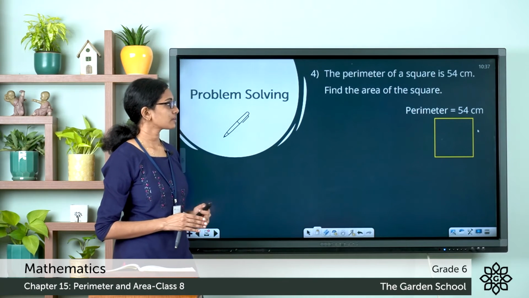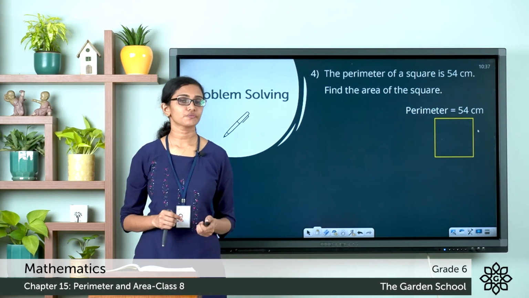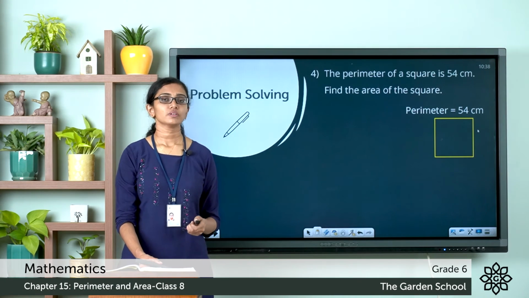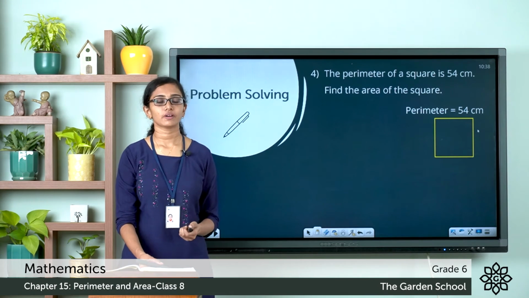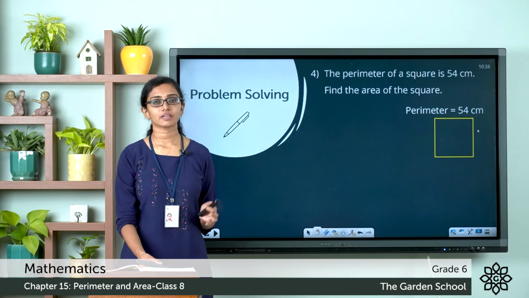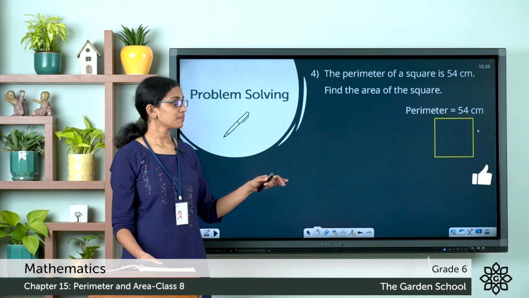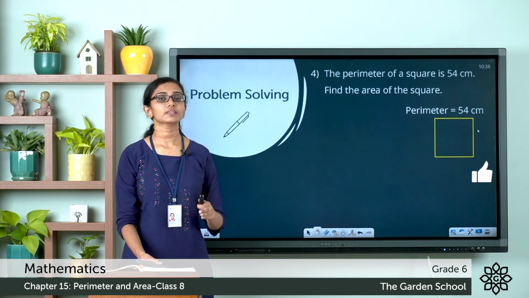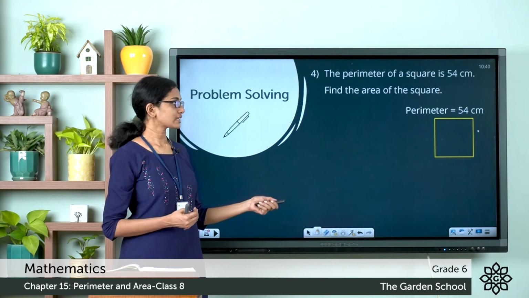It says the perimeter of a square is 54 centimeter. Find the area of the square. So here for the square, the perimeter is given. The side of the square is not directly given, but the perimeter is given as 54 centimeter. From the perimeter, we need to find out the side of the square, and with that we can find out the area. So let's write down the steps.